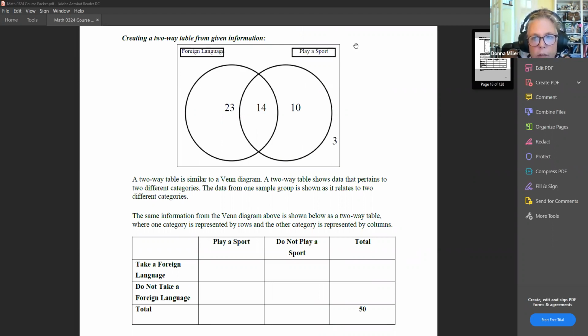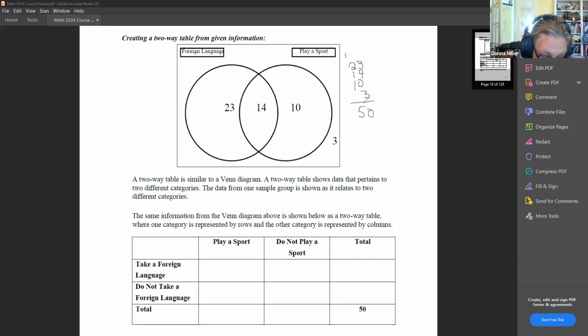So I just have to interpret it a little bit first before I start filling out the two-way table. The way you make a two-way table, you take a foreign language or you don't, and then you have a total column. Going across this way, either you play a sport or you don't, and a total. This is how I set it up. It doesn't matter which circle goes up or down. I could have flipped this around and it wouldn't matter. So how do we get 50 for a total? If you add up all the numbers in the Venn diagram, 23, 14, 10 and 3, you get 50. So there are 50 people they surveyed.